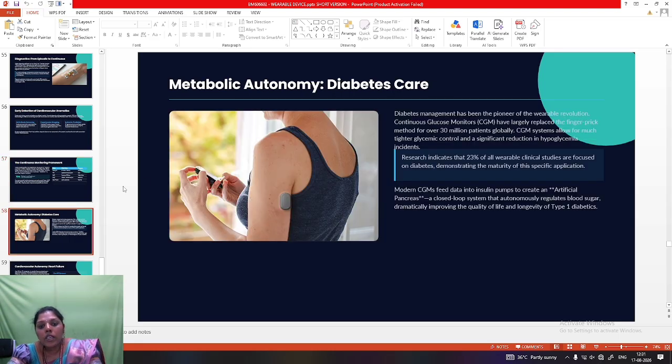Next, metabolic health and diabetes care. Diabetes care management has been revolutionized. Continuous glucose monitors have largely replaced the finger prick method. For 30 million patients globally, CGM systems allow tighter glycemic control. Modern systems feed data into insulin pumps to create an artificial pancreas.